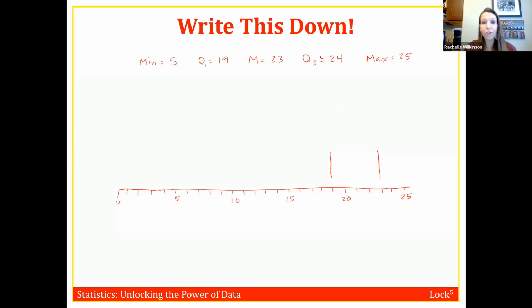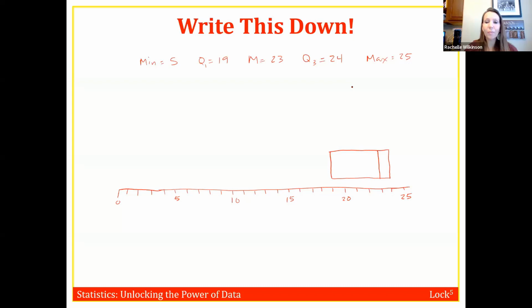Okay, then I'm going to draw a third line for the third quartile over here at 24. So there's my third line. Okay, then I connect all of these lines together and they form my box. So this is the box, part of the box plot. The box represents the middle 50% of the data.